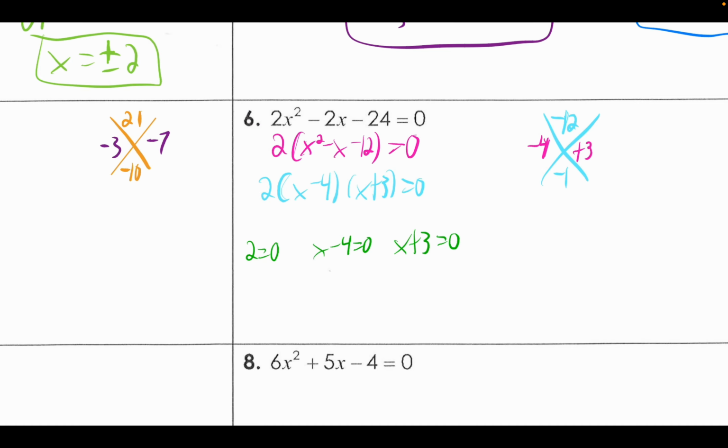And as we set each of these equal to 0, we can look at this first one and say, okay, well, 2 can't equal 0. So we move on from that one and disregard it. Then we add 4 and get x equals 4. Subtract 3 and get x equals negative 3. And those are the answers.